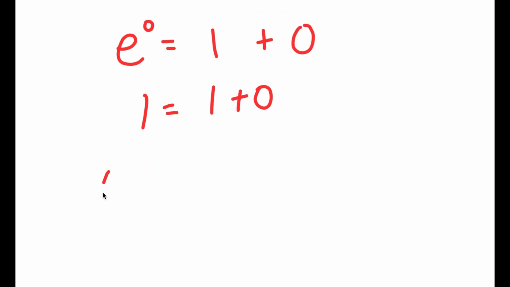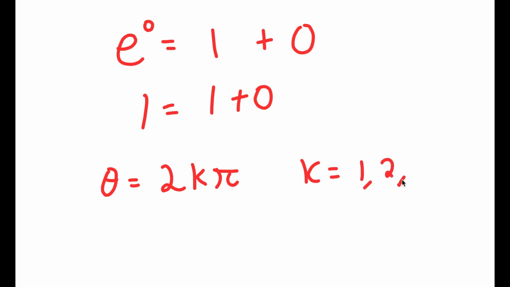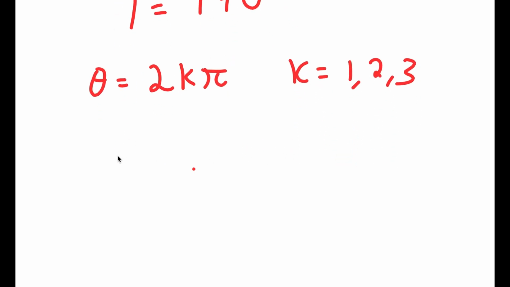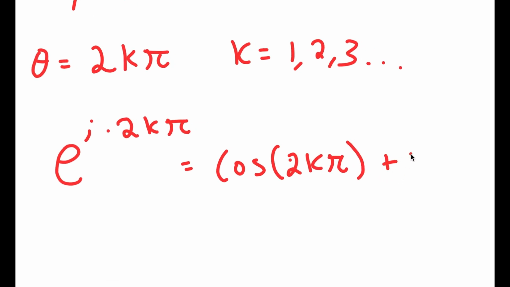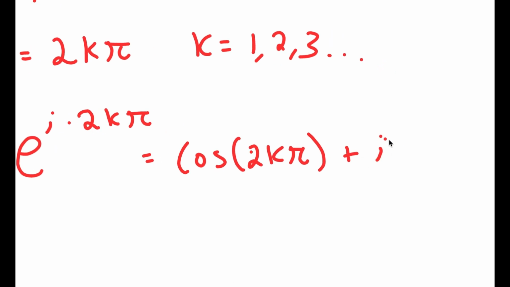Now, what if we say that theta is equal to 2k pi? k being a constant, so it could equal any number, 1, 2, or 3. So if I plug this in, I get e to the power of i times 2k pi is equal to cos of 2k pi plus i times sine of 2k pi.